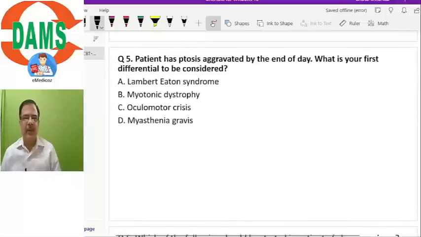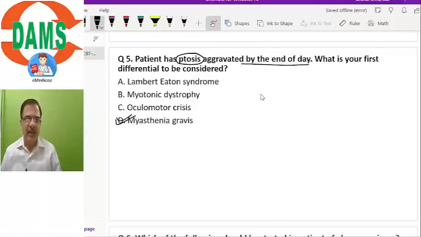Question number 5. A patient has ptosis aggravated by the end of the day. What is your first differential diagnosis? The typical feature of ptosis which is aggravated by the end of the day or fatigue in the evening time is highly suggestive of myasthenia gravis. In myasthenia gravis, the very specific test which should be done is the acetylcholine receptor antibodies. They are the most specific test for myasthenia gravis, and the bedside test will be the Ice pack test.